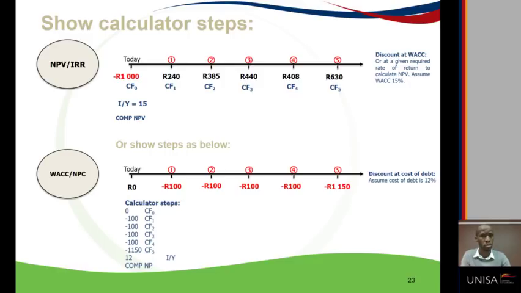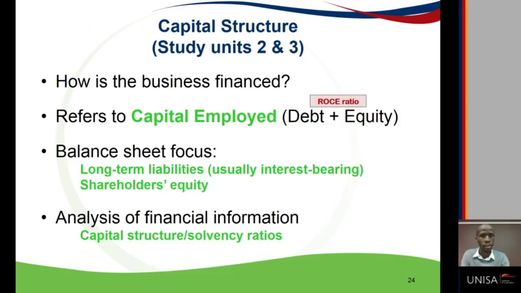So if we look at the first one, this is what I was talking about earlier on, just to show the workings, to show exactly the steps that you have taken. So in this case, you can just say CF0 for year 0 and so on and so forth. And then the interest would be 15%, that's your I, that's your WACC, and then you compute the net present value. So as long as you show the calculations and the steps that you have taken, or you can use the alternative, which is shown at the bottom of the page, where you just show the steps 0, CF0, and so on and so forth.